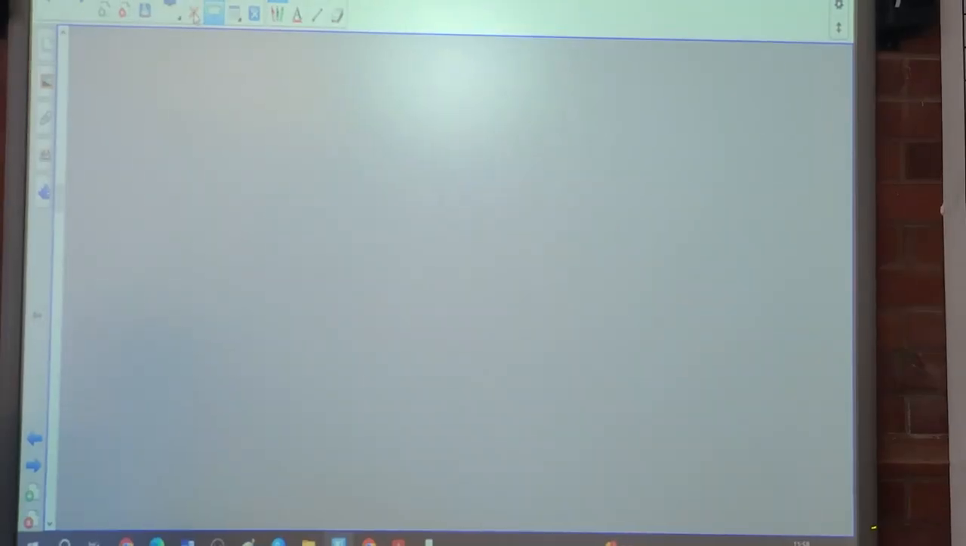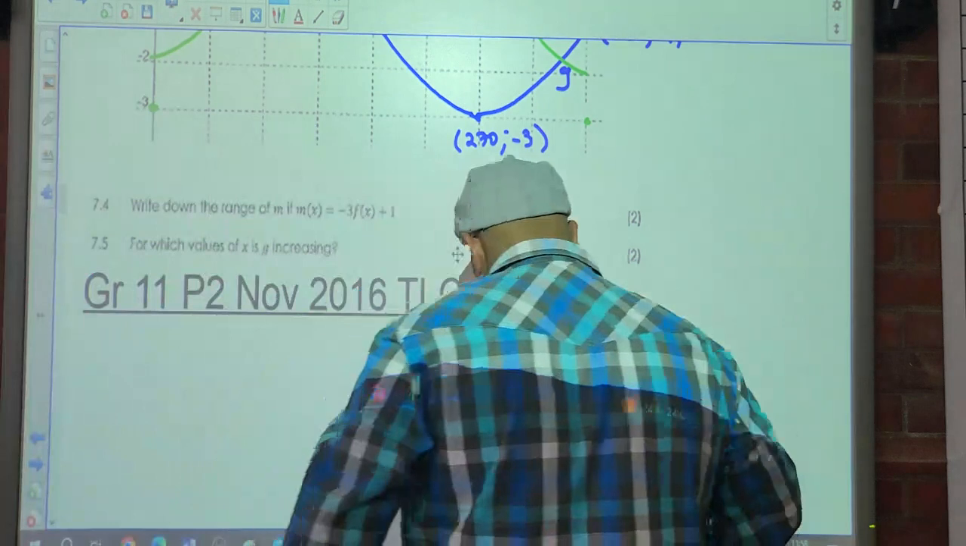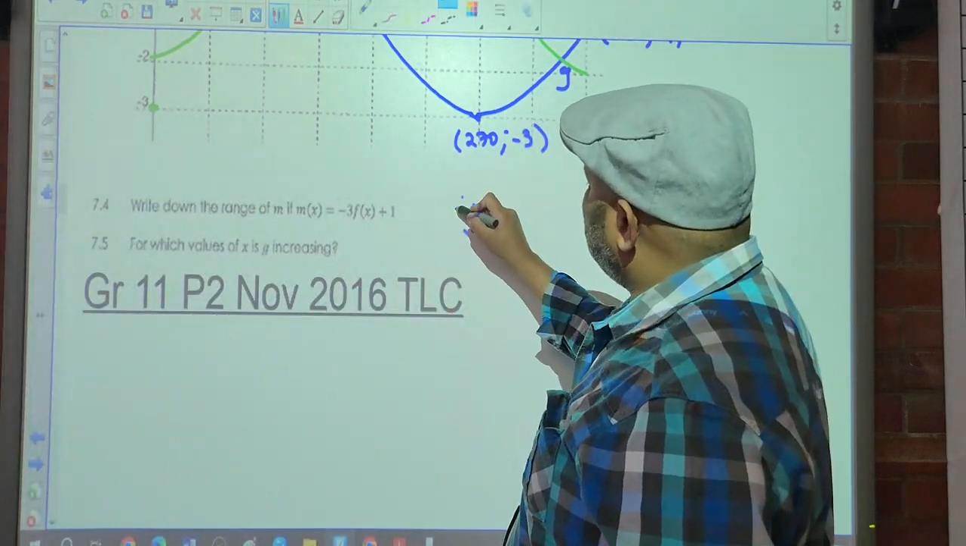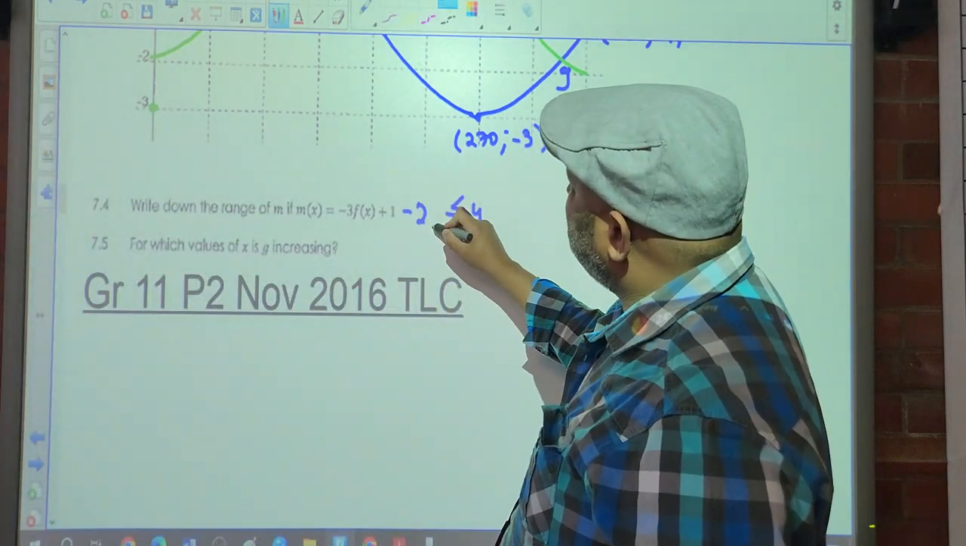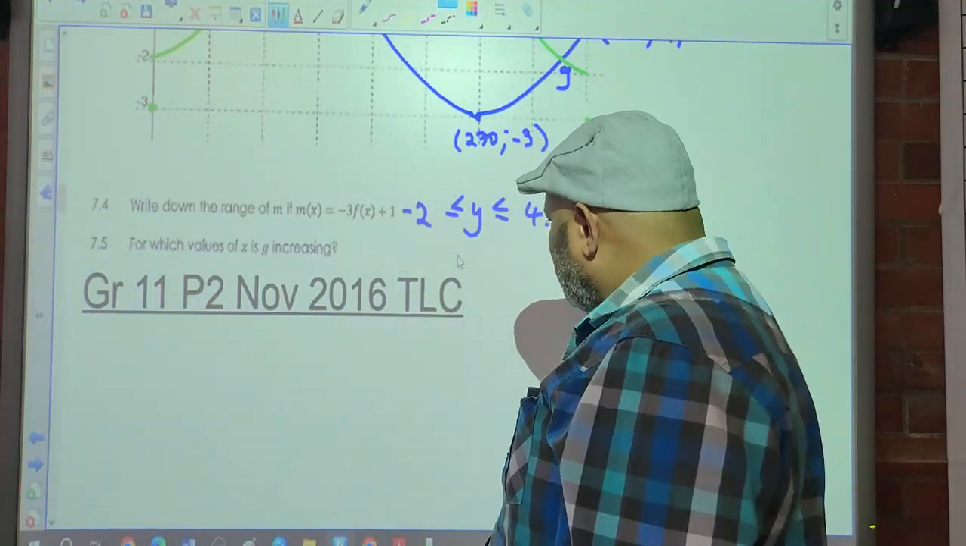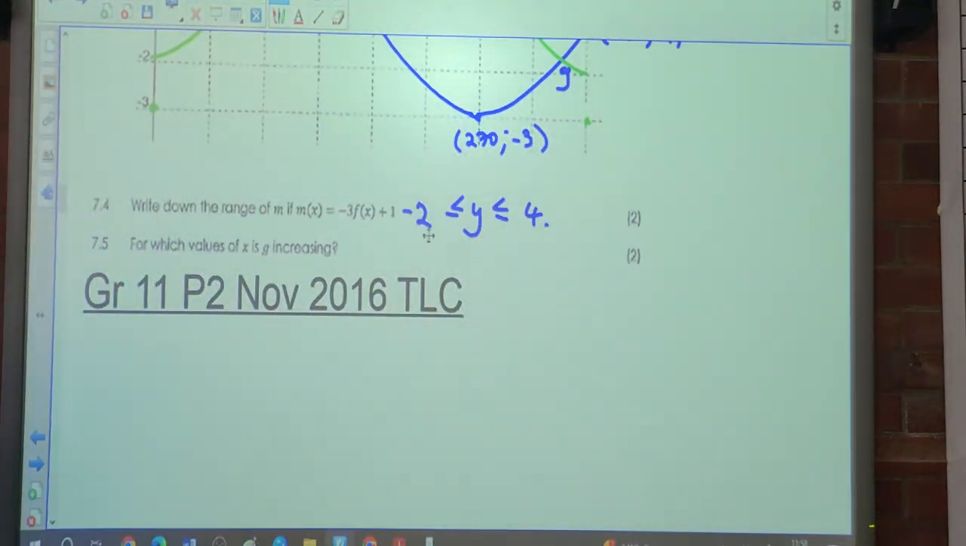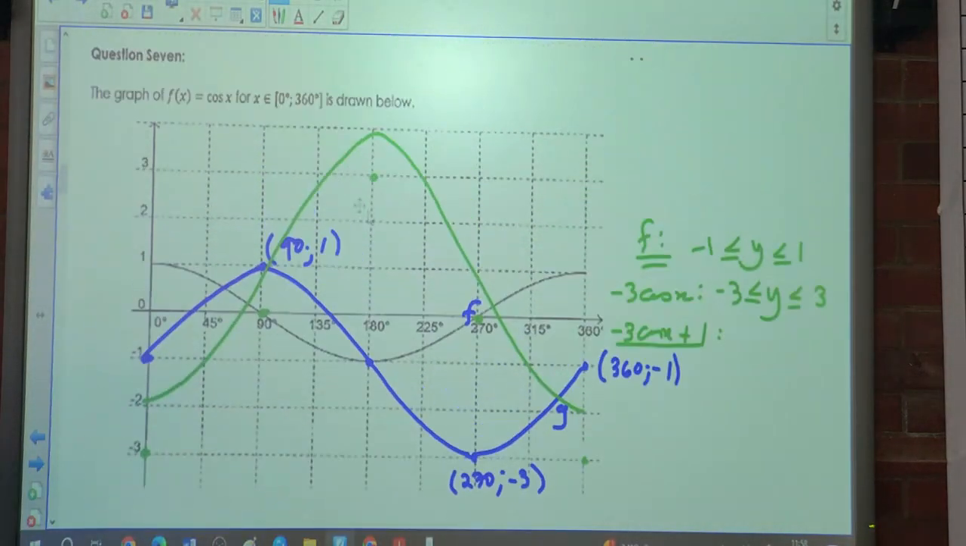But some of you can do this in your head as well, no? And at this point, if you know the parameters of these graphs, you can just do a rough sketch and then you should be able to get it done. Okay. So the answer here is y is greater than or equal to -2, or less than or equal to 4. Then they want to know in 7.5 for which values of x is g increasing.